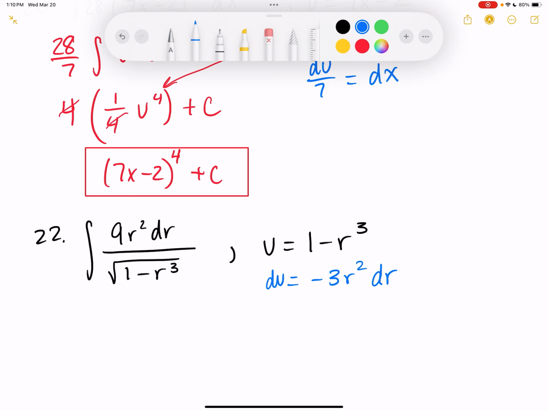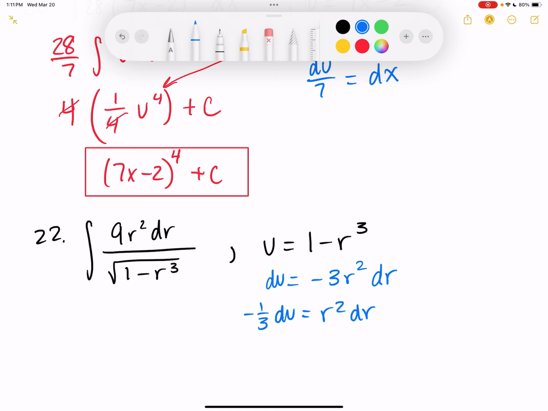Okay. So do I have 3r squared dr or negative 3r squared dr directly in there? No. I have the r squared dr part. So what do I need to do? Divide by negative 3. So negative 1/3 du is equal to r squared dr.